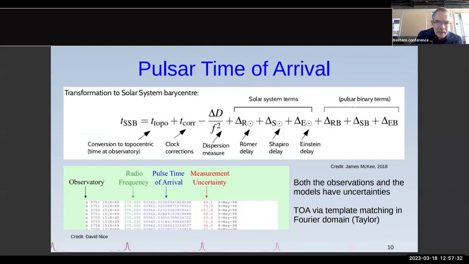At the left is just a snapshot of a TOA. A TOA is nothing more than, it shows the radio frequency, a pulse time of arrival given in modified Julian day, and then the measurement uncertainty. And we also have these uncertainties in the models. So we have to deal with those uncertainties, and that's where the Bayes methods come in. I also want to note that the template matching to find the TOA is done in the Fourier domain, and that was started by Joe Taylor, I think, back in the 80s. So that's still the same way they do it.